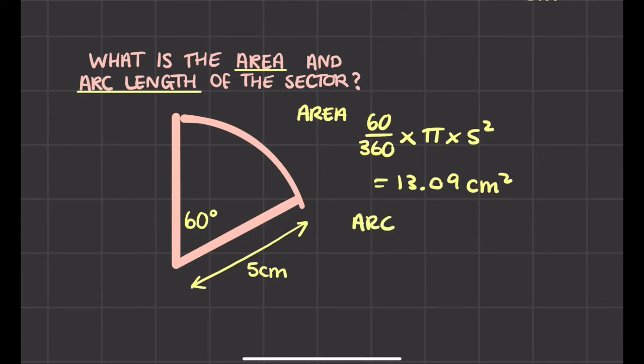And the arc length, so the arc length here, that length there, is again 60 out of the 360 degrees, but it's that fraction of what the total circumference would be. So that would be 2 times pi times r, and r is 5. So that gives me 5.24 centimeters.